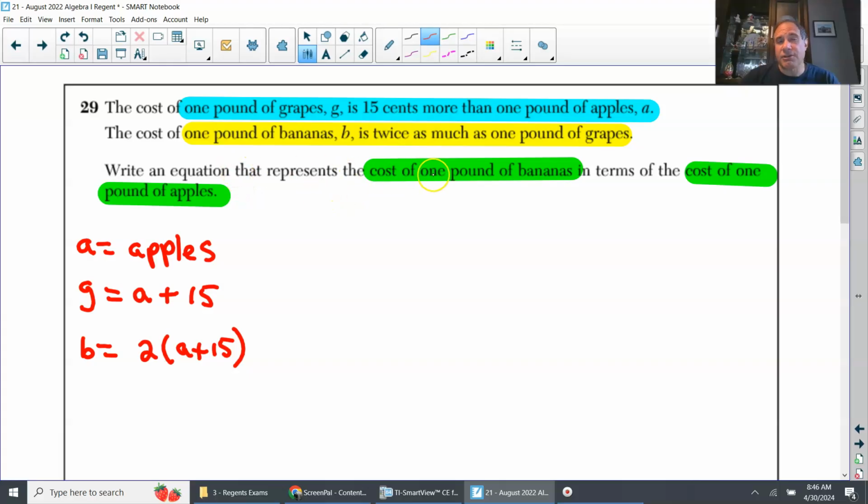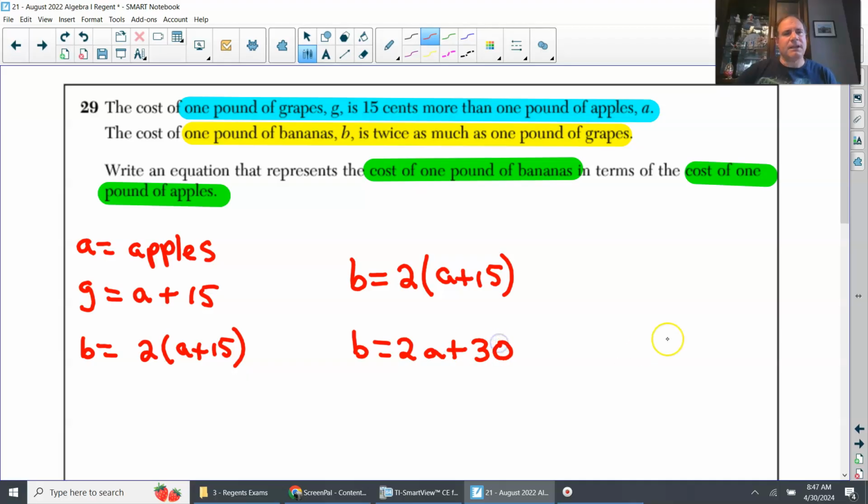Write the equation that represents the cost of 1 pound of bananas. So B equals, in terms of the 1 pound of apples, 2 times A plus 15. That's it. Or you put B equals 2A plus 30. And that's it. It's all they want.